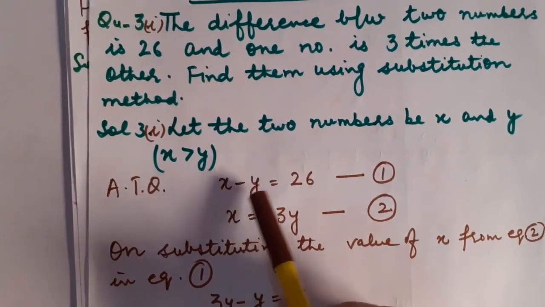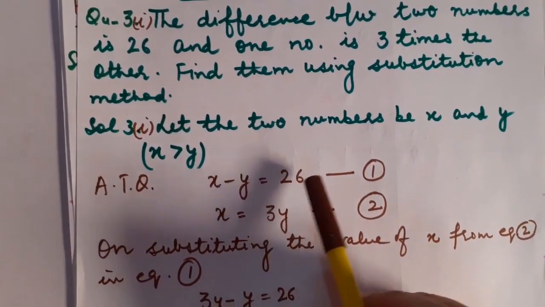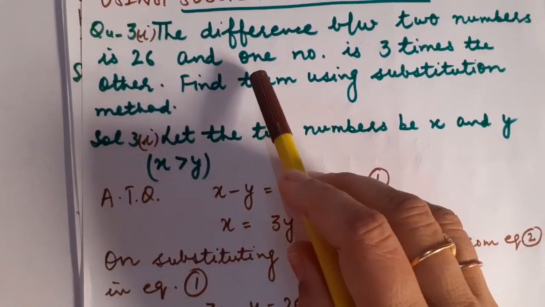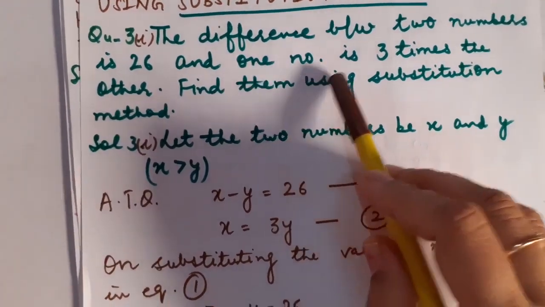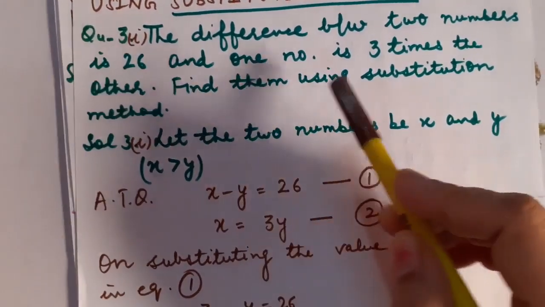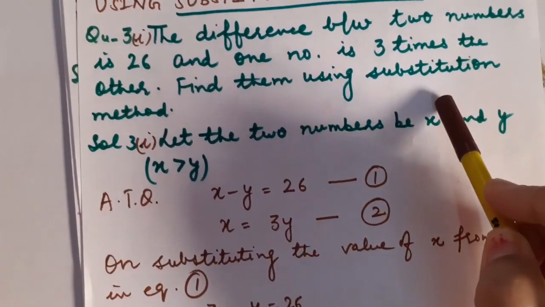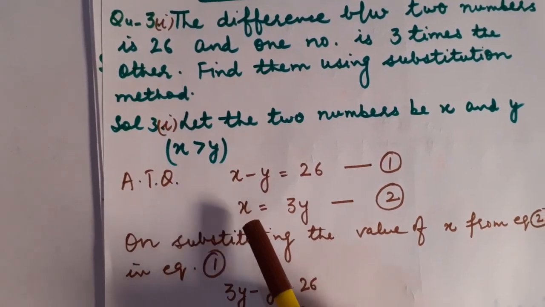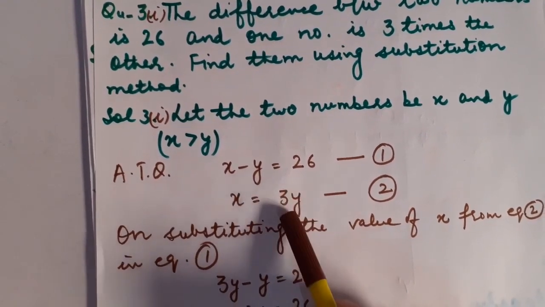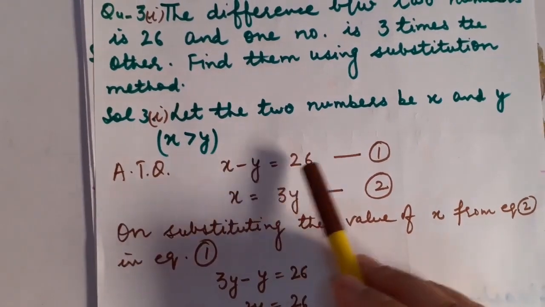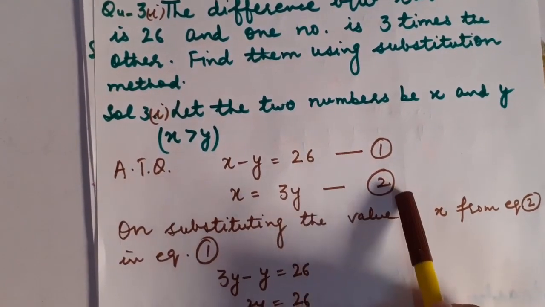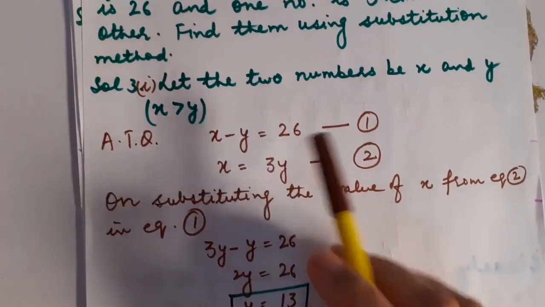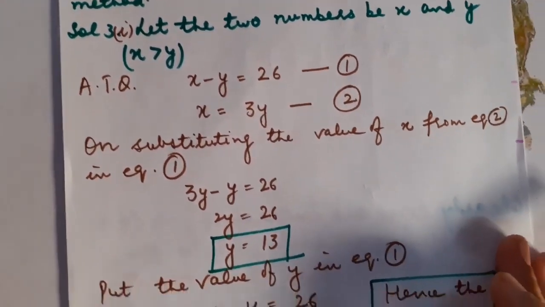So according to question, the difference between the greater and the smaller number is 26. That is x minus y is equal to 26. Now read next line of the question. One number is 3 times the other. Definitely the bigger number will be 3 times of the other number, right? So x, which I have taken as the greater number, this is thrice of the other number, that is 3 times of the other number. This is equation number 1. This is equation number 2. Can I put the value of x from equation number 2 in equation number 1 so that I can apply substitution method to solve it?